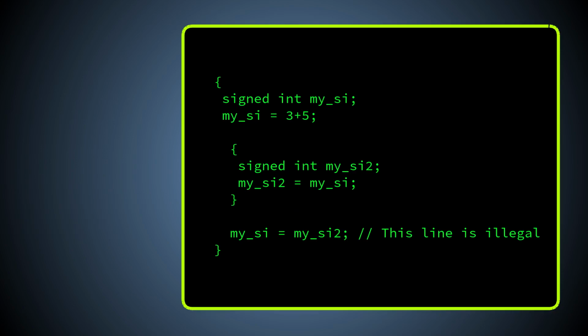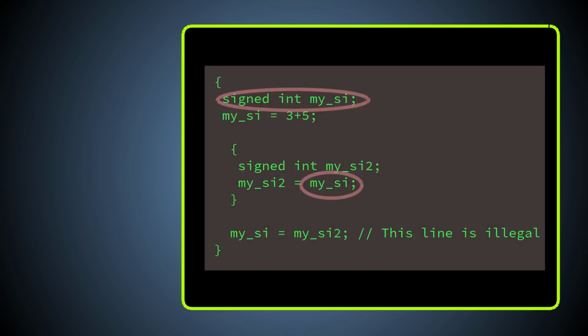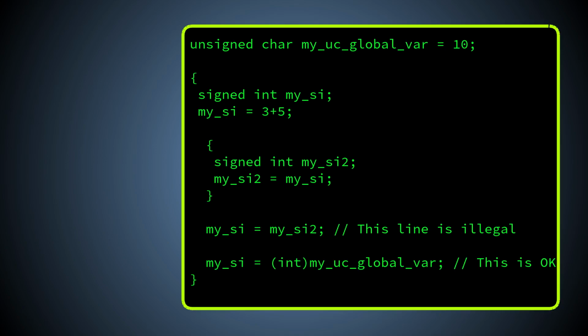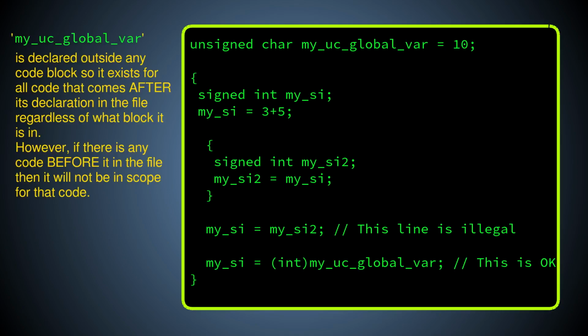This is why the variable mySI can be used inside the nested block, because the nested block is still within the block that mySI was declared in. You can also declare variables at the top of your source code file outside any blocks, like this. In this case, myUCGlobalVar is available to all the code that comes after it. We say it has global scope, and so is called a global variable.